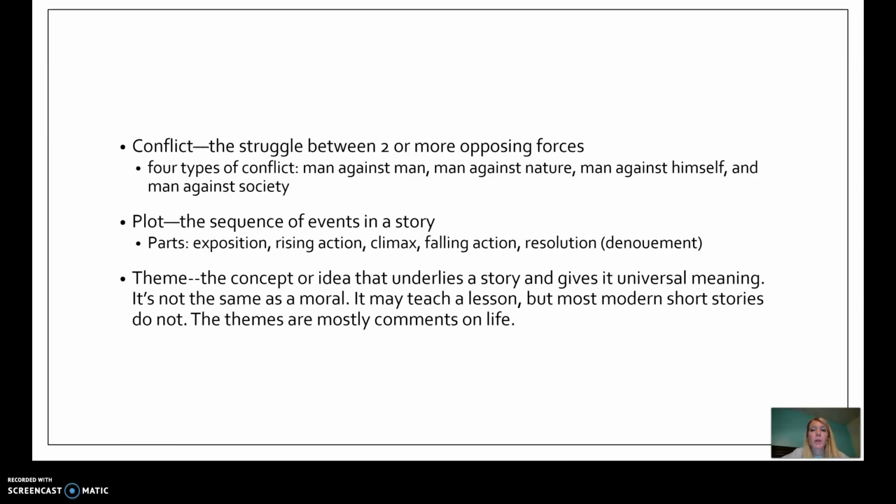Theme is the concept or idea that underlies a story and gives it universal meaning. It's not the same as a moral. It may teach a lesson, but most modern short stories do not. The themes are mostly comments on life. So a theme could be something like war. So it can just be like what it's about.